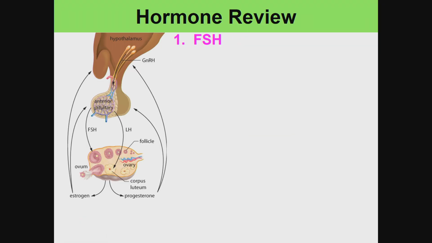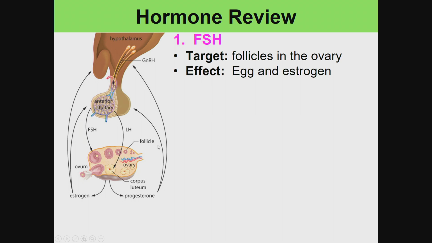Okay, so let's review the hormones. FSH targets the follicles in the ovary. Here we see FSH coming from the anterior pituitary, stimulates the follicles, and it causes them to grow an egg and to release estrogen.